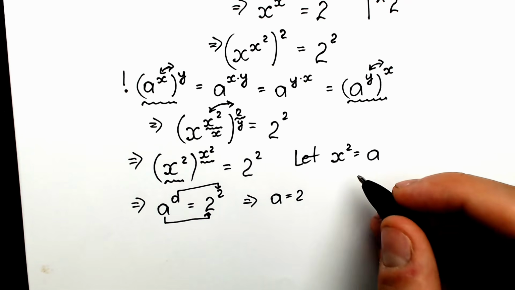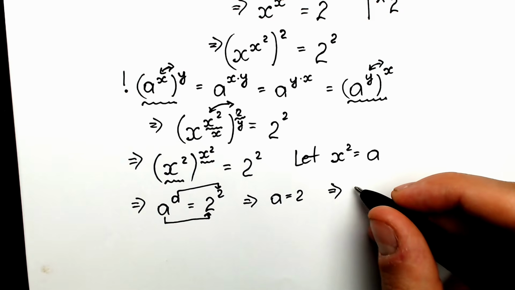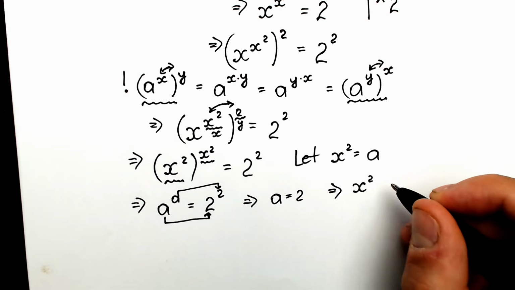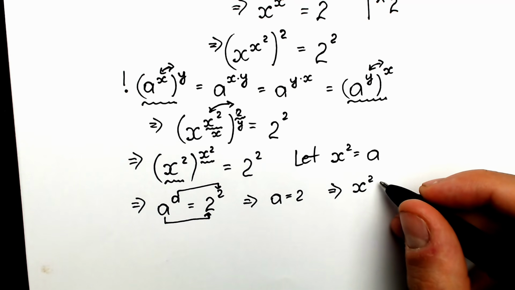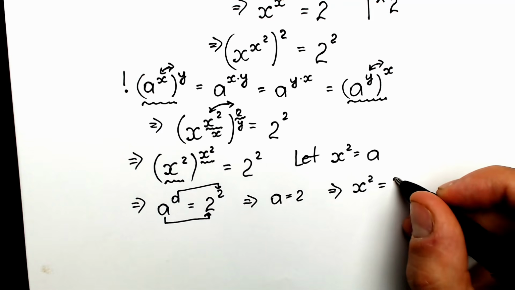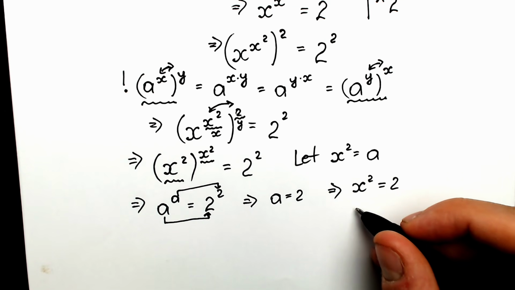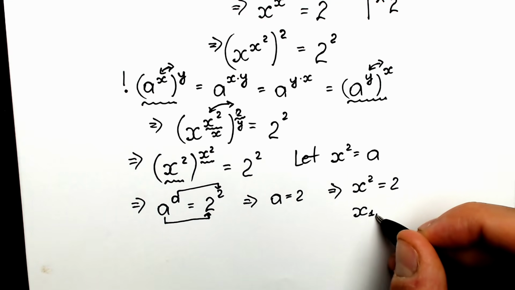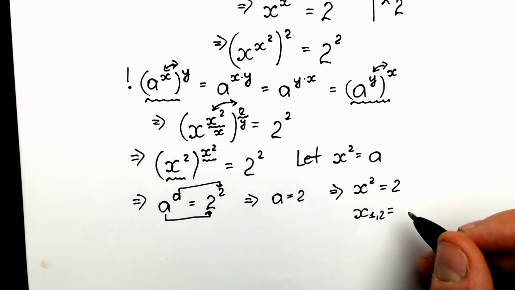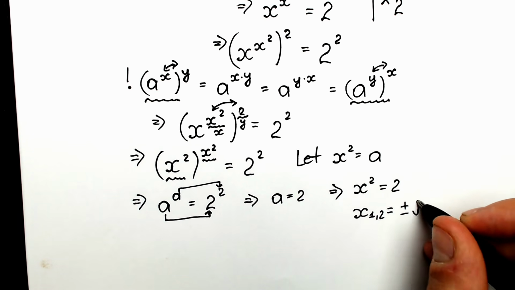So we have x squared equal to a. So from here we have x squared equal to 2. So from here x is equal to plus minus square root of 2. So x first and second is equal to plus minus square root of 2.